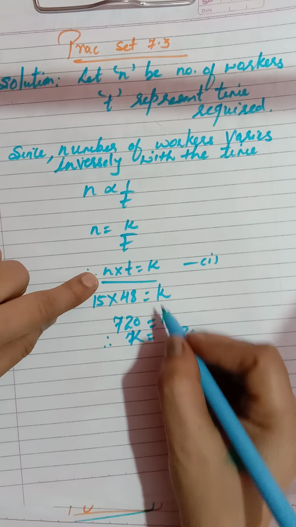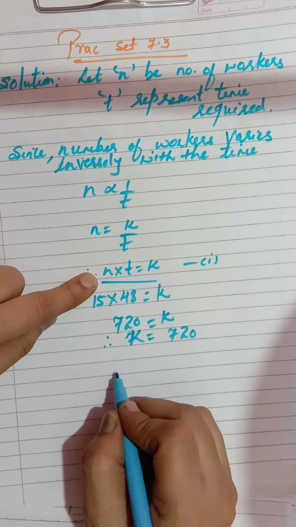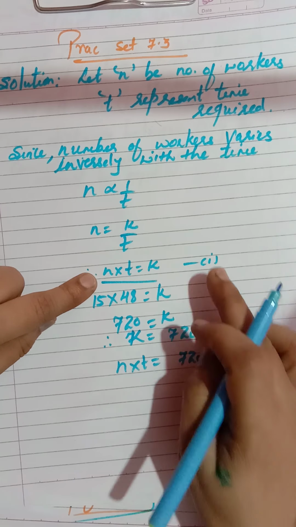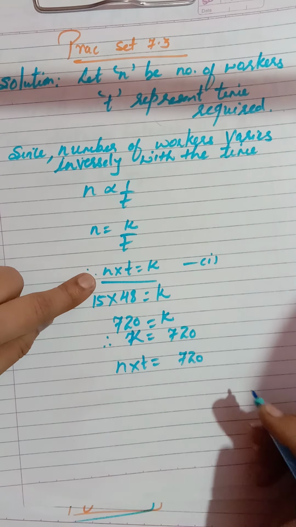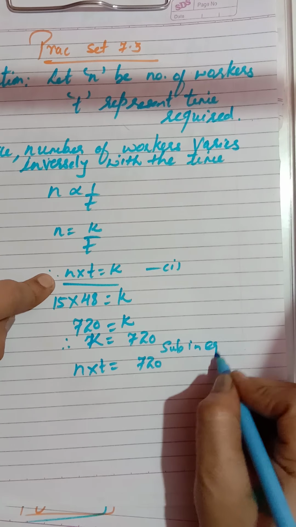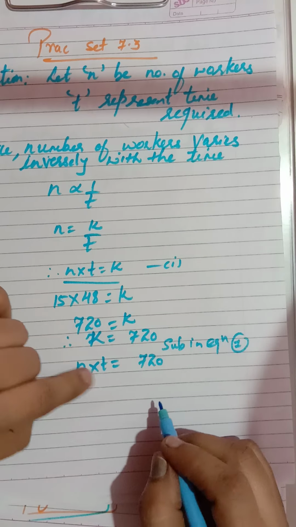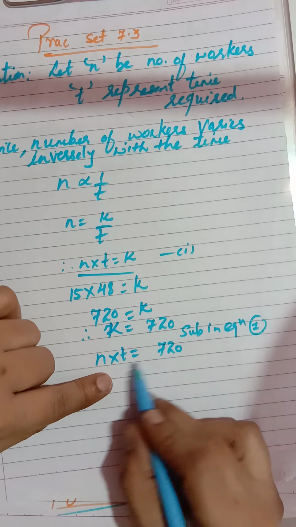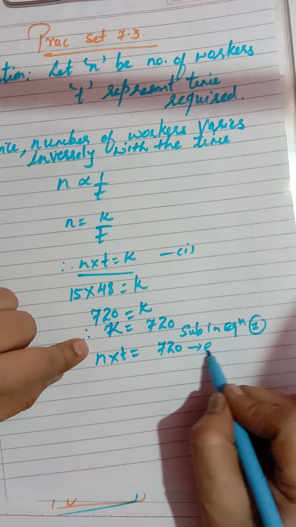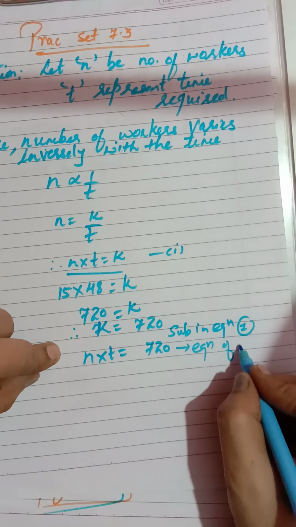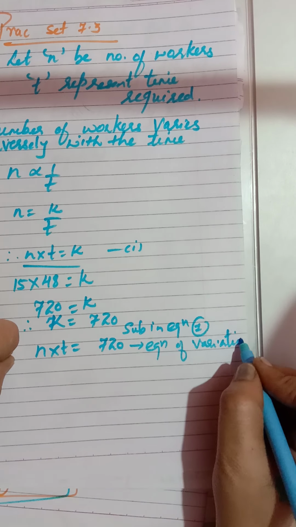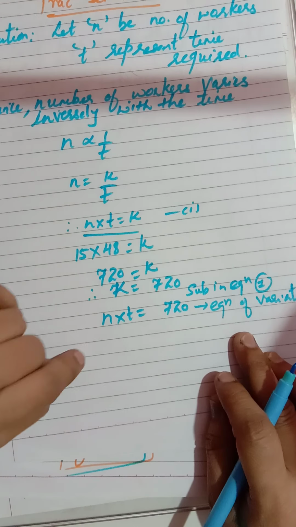Now substituting the value of k in this equation number 1, we get n into t is equal to 720. We are substituting the value in equation 1. This is nothing but your equation of variation, right? This is your equation of variation. Now in this equation of variation, what are we going to write down?